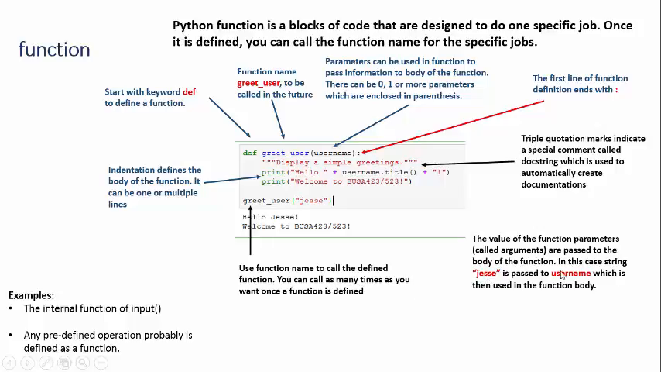In that particular example, when we call the function greet_user, the value passed to the function parameter is called an argument. So username is the parameter, and when we actually call the function, we pass Jesse as the argument to the parameter, and this argument is passed through the parameter just like a pipe. So Jesse is the username, and username will be used in the function body to do whatever is defined in the function. So that's how a function is defined, as well as how a function can be called.